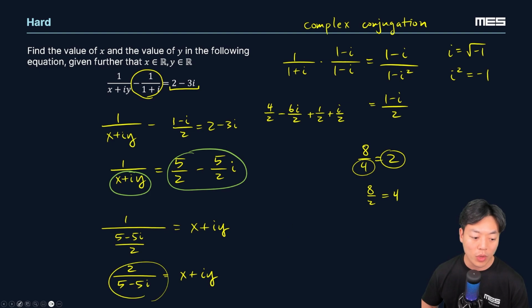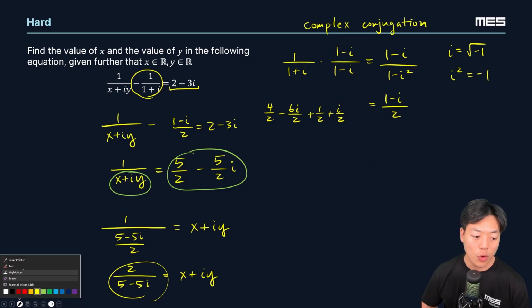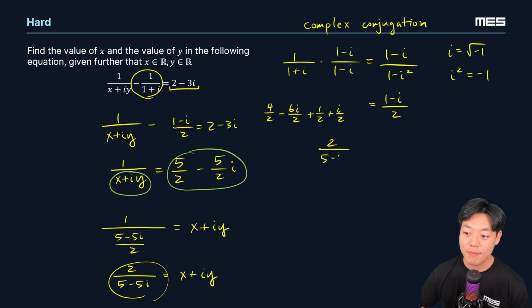So I'm going to work on the right side here. So I'll have 2 over 5 minus 5i, and I'll be multiplying by the conjugate, 5 plus 5i, on both the top and bottom. So on the top, really easy, 2 distributes to both terms here. That becomes 10 plus 10i.